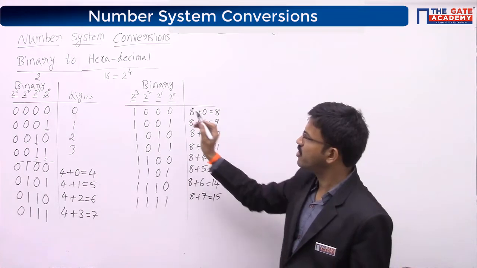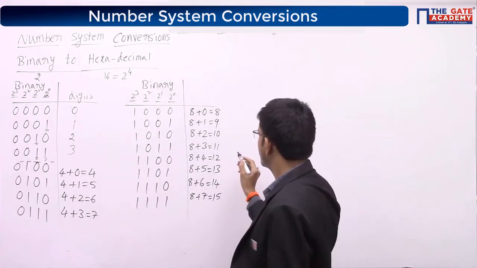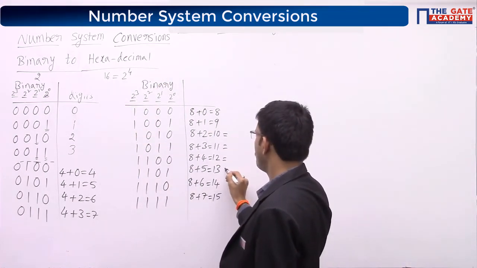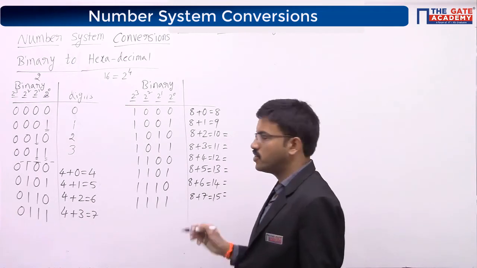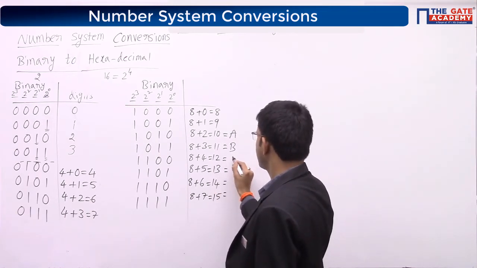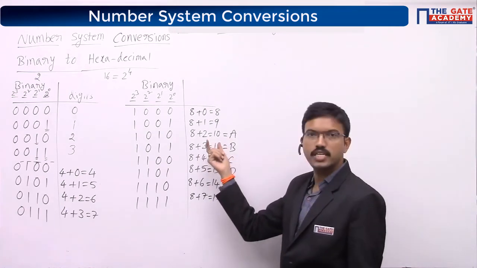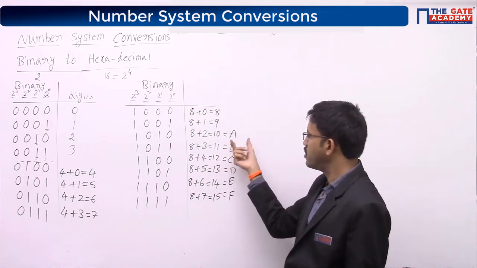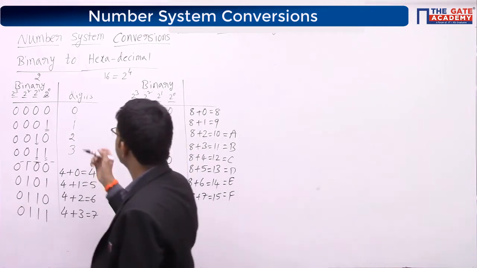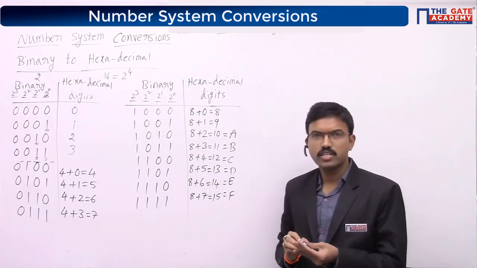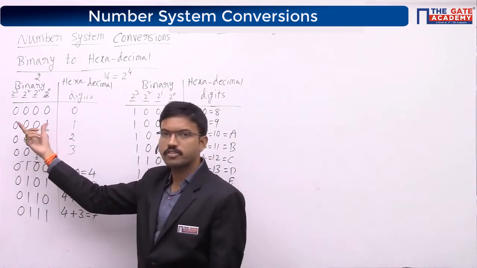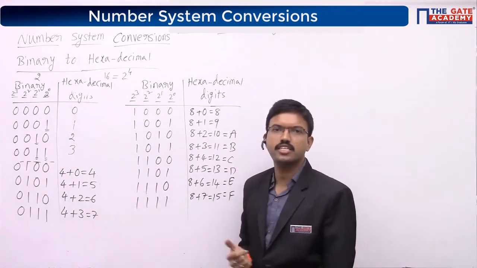But our requirement is hexadecimal, right? So 10 to 15 I will represent with the alphabets: A, B, C, D, E, F. 10 to 15 we cannot represent with a single digit in hexadecimal, so that's why I am using the alphabets. So these are the hexadecimal digits. So by grouping 4 bits, we will get the corresponding hexadecimal digits.